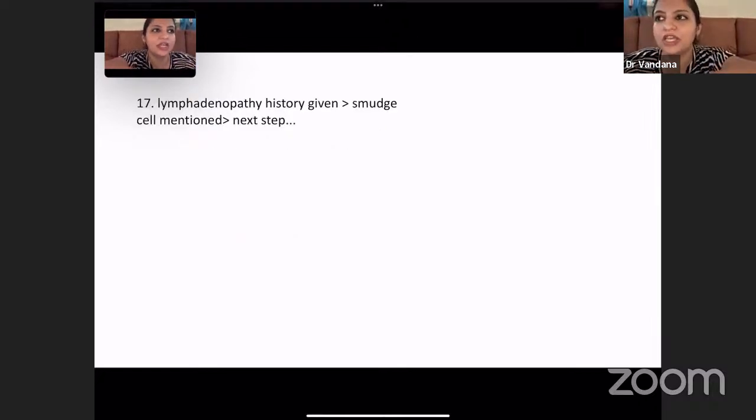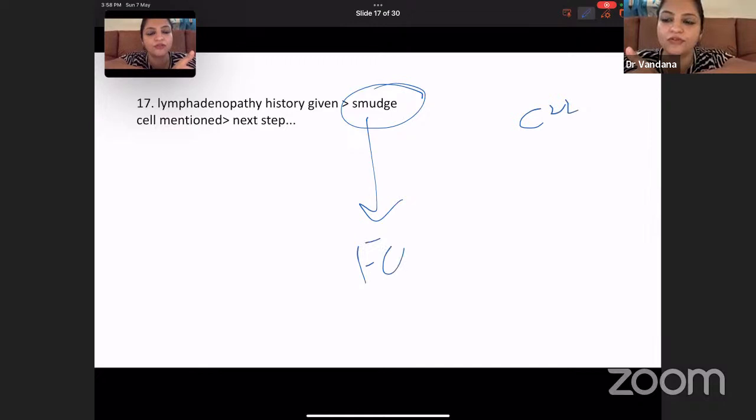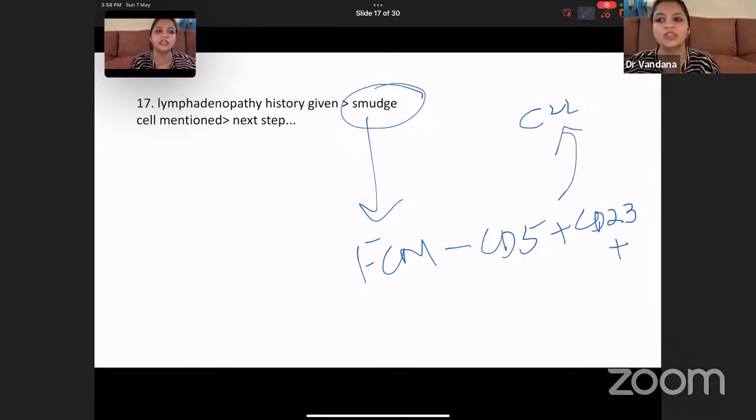This is also a PYQ, and I'm sure all of you would have done it correctly. Once you see smudge cells on the peripheral smear, what are you going to do? Once you have smudge cells, this is probably CLL, and you have to do flow cytometry to see if these cells are CD5 and CD23 positive. If they are CD5 and CD23 positive, your diagnosis will be CLL, and you can go ahead.